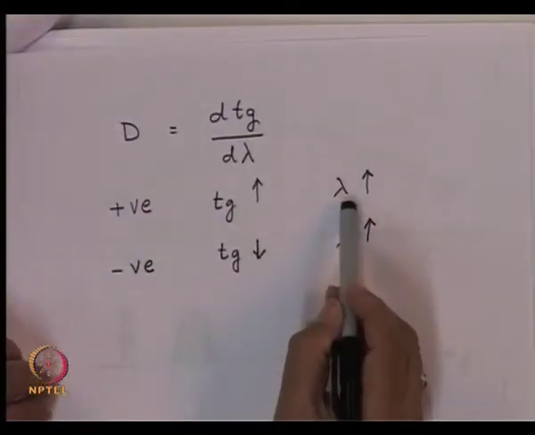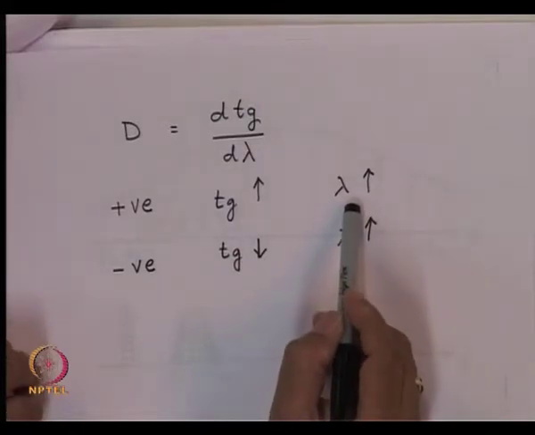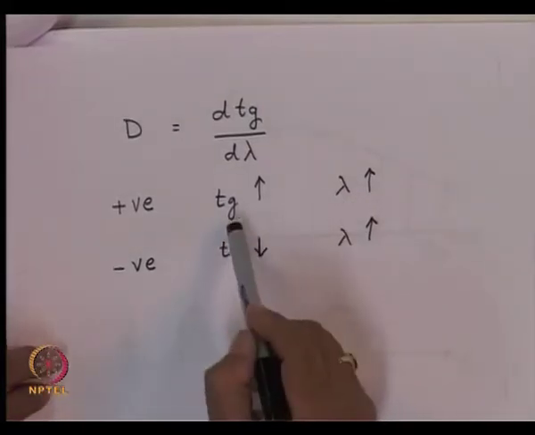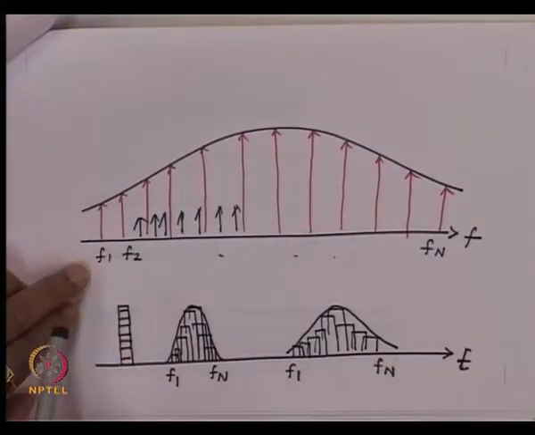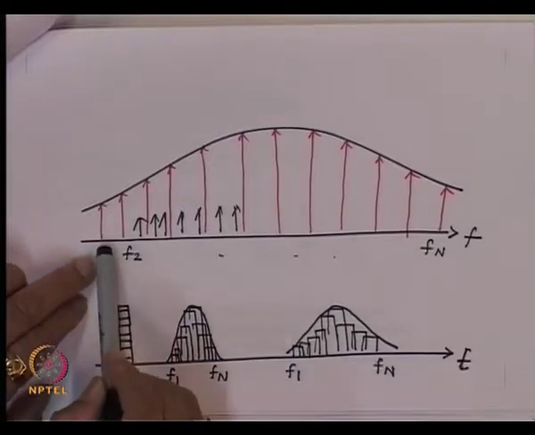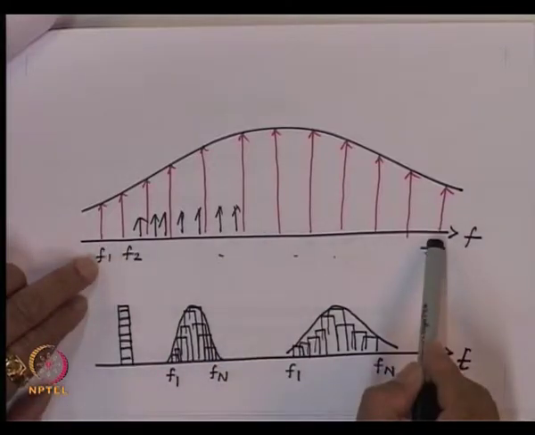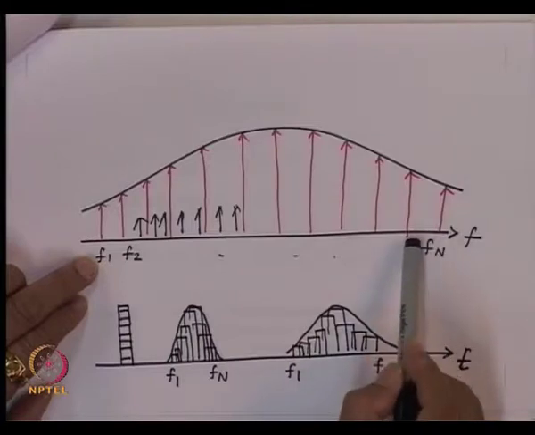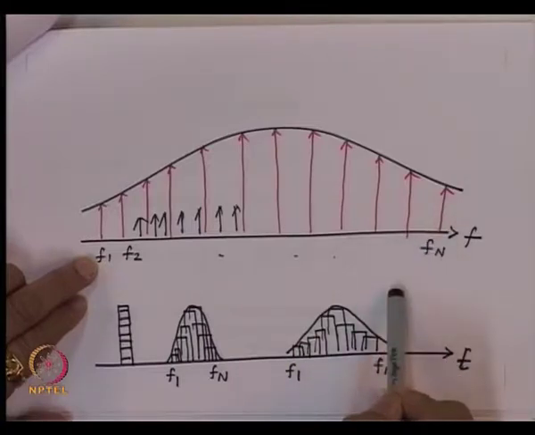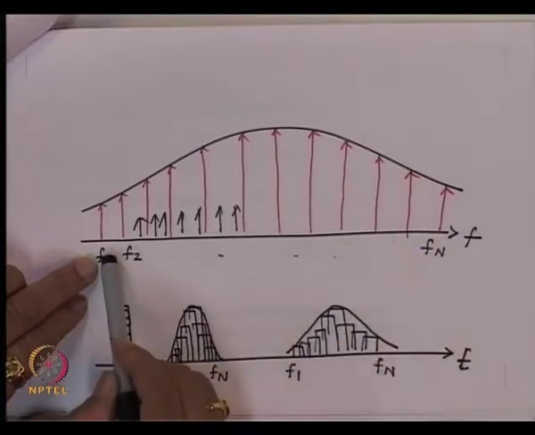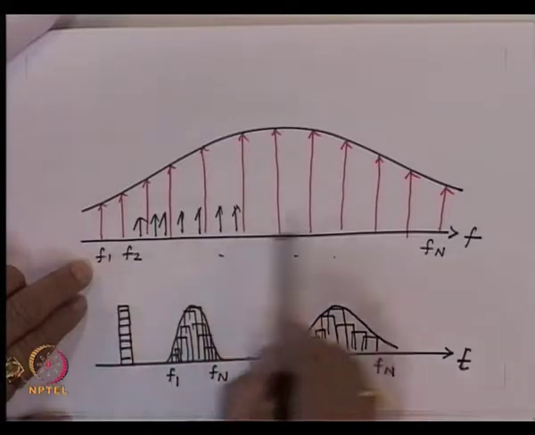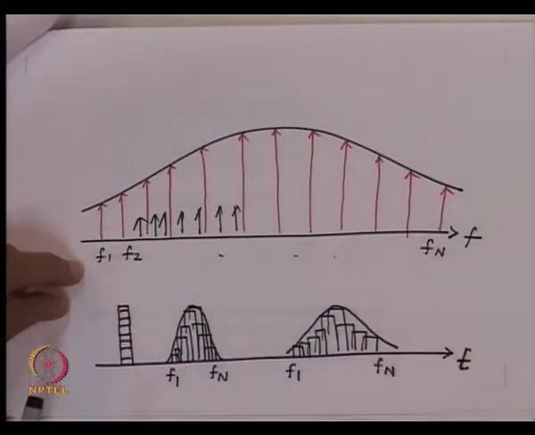So if dispersion is positive, then we say that since now the longer wavelengths are traveling with lower speed, and longer wavelengths means smaller frequencies. So if these frequencies travel with lower speed compared to these frequencies, then we have a dispersion which is positive. On the contrary, if these frequencies travel slower compared to these frequencies, then we have the dispersion which will be negative.